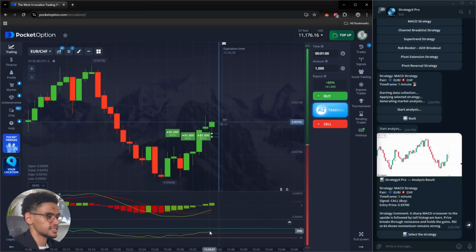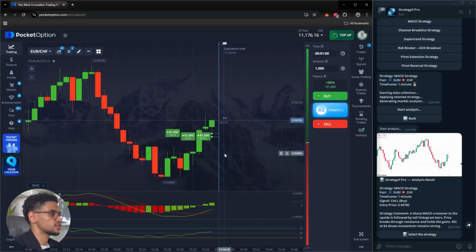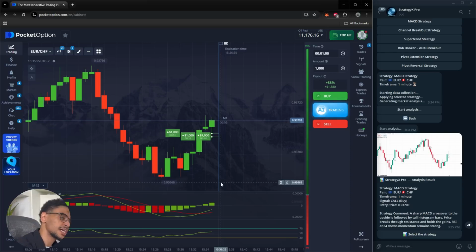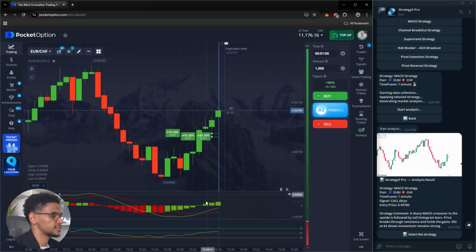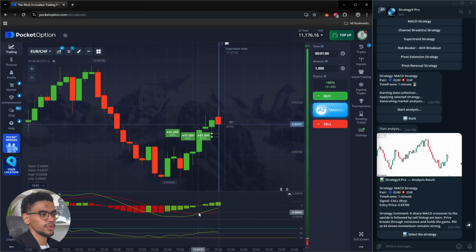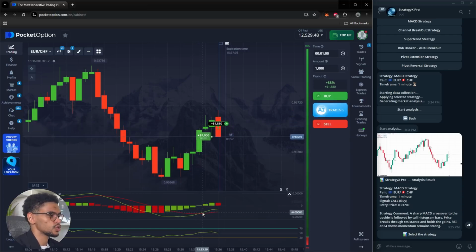RSI is in its 60s right here, around 60, 64. So the robot can also see that. And this is the analysis that we get. We get two indicators that are implemented into Pocket Option, into this robot, and they work together so well. And as you can see, we are making money. And not only that, when you're trading with this tool, you already start to understand what to look for. For example, when you're trading with MACD, you look for the crossover in the upwards direction. So now you know, if you trade by yourself with this tool, this is what you pay attention to.